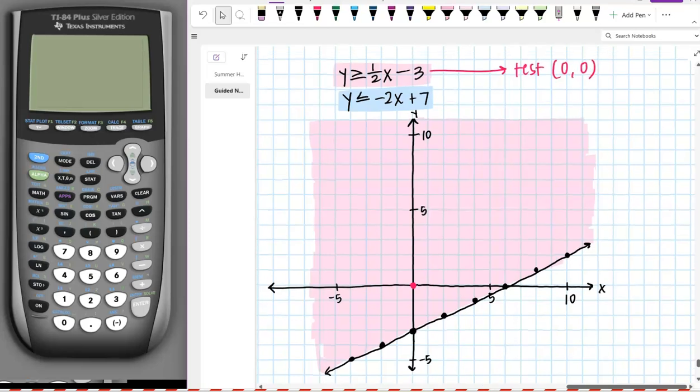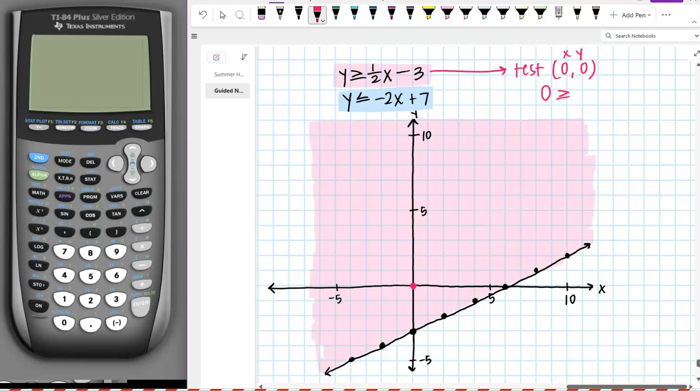If (0, 0) is the point, that means x is 0 and y is 0. Plugging that into the inequality, it's y, so 0 is greater than or equal to 1/2 times the x value, which is also 0, minus 3. By simplifying, 0 multiplied by anything is always 0, so that's why (0, 0) is a great point to test. That just eliminates that term. And then we have negative 3.